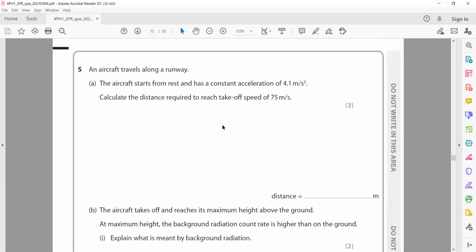An aircraft travels along a runway. The aircraft starts from rest at a constant acceleration of 4.1. Calculate the distance required to take off, with the speed being 75. So we have the formula a is equal to v minus u over t. So final is 75. The initial is 0. Acceleration is 4.1. So we can first find the time.